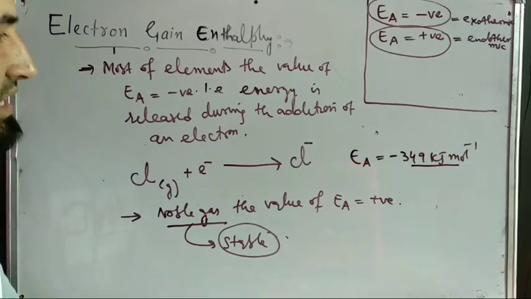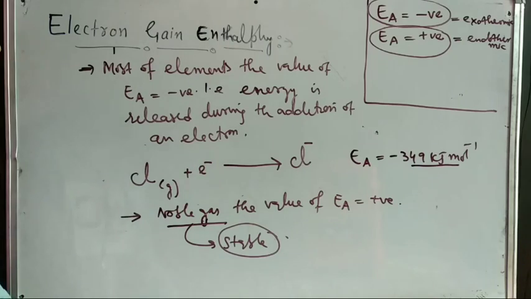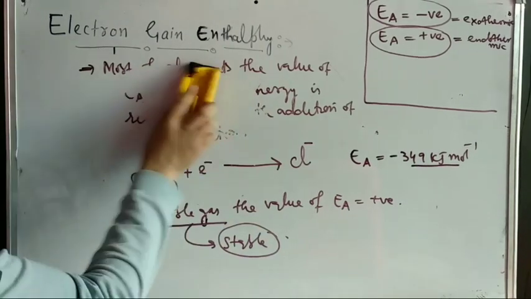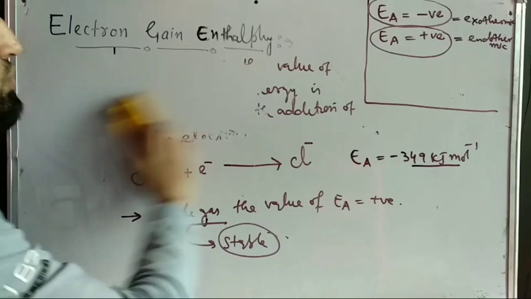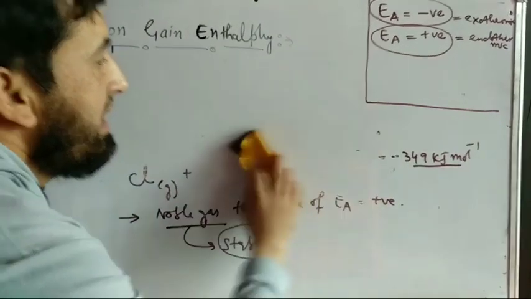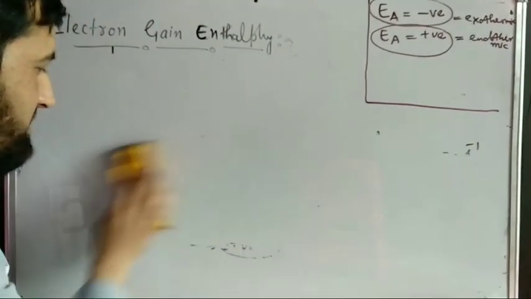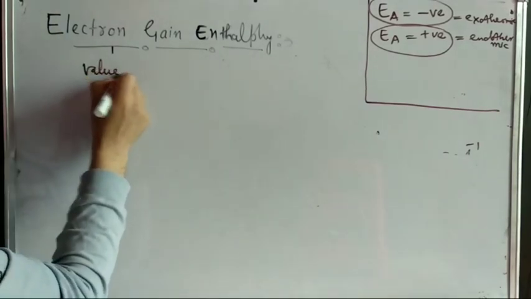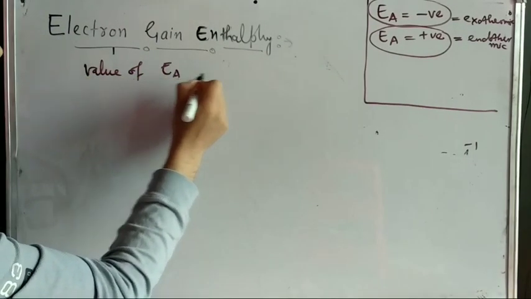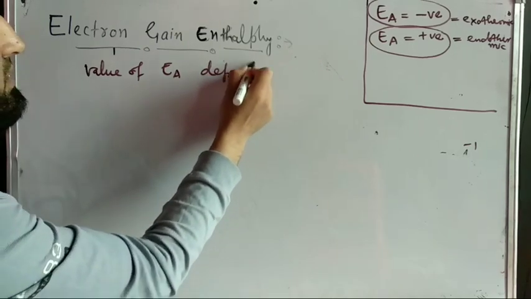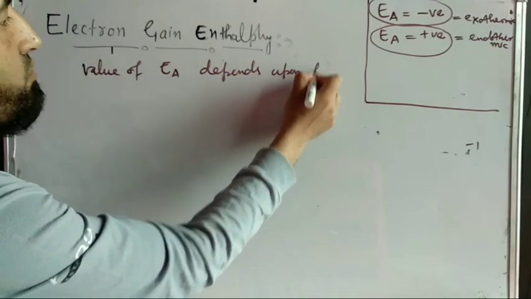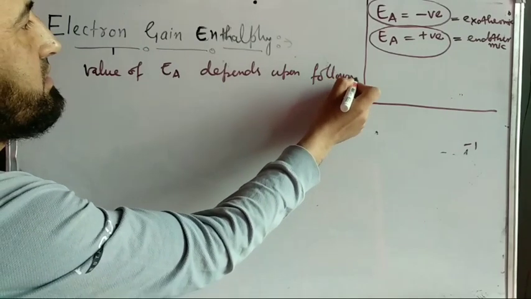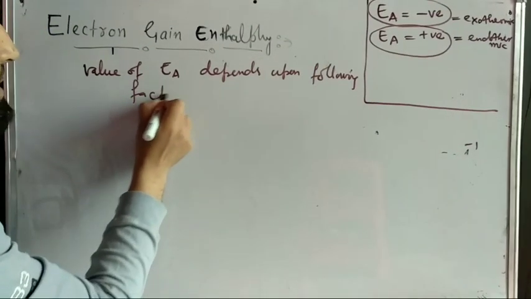Like ionization energy, the value of electron gain enthalpy also depends upon some factors like atomic size, nuclear charge, and electronic configuration. So the value of electron gain enthalpy depends upon the following three factors.